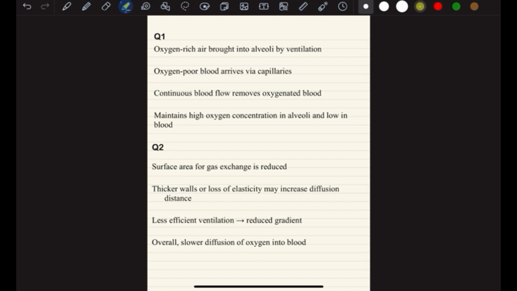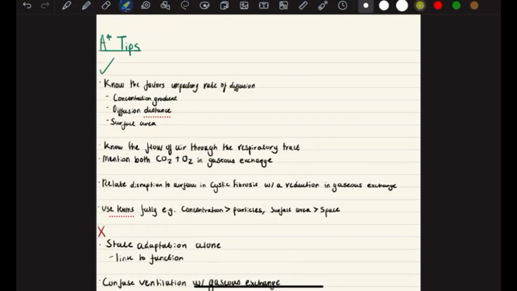So if you have that, you're going to have less efficient ventilation as well because your lungs are going to be struggling to take in air as well. So slower rate of diffusion because the surface area is affected, the diffusion distance is affected, and the concentration gradient as well is affected. So you can see how we always link it back to those 3 things. That's really, really important. And I guess that means it's time for the A-star tips.